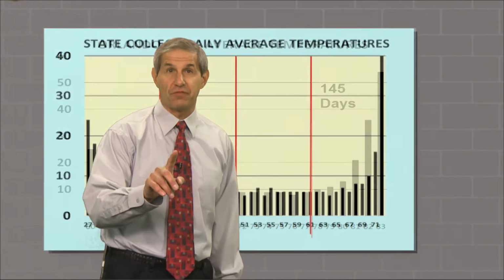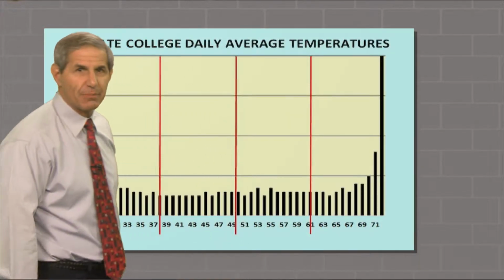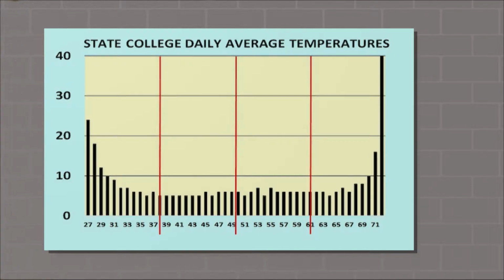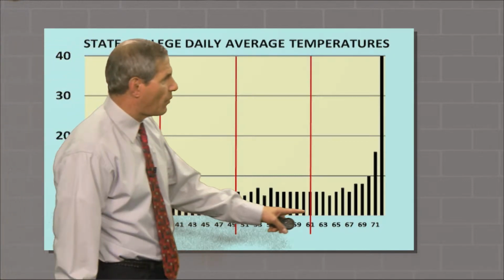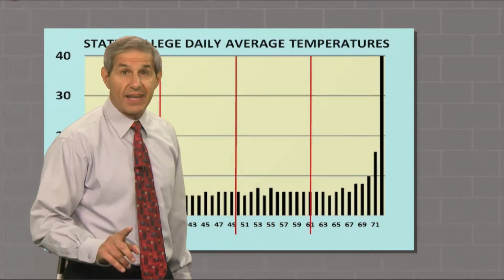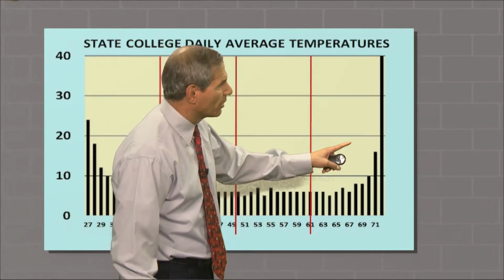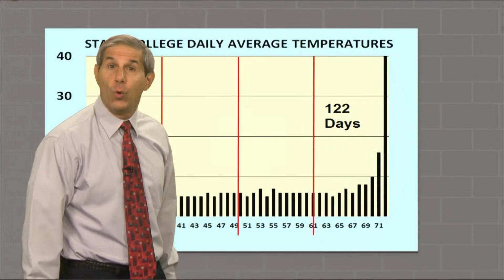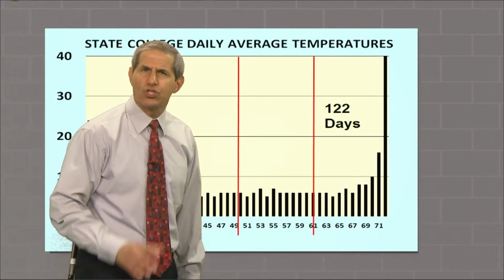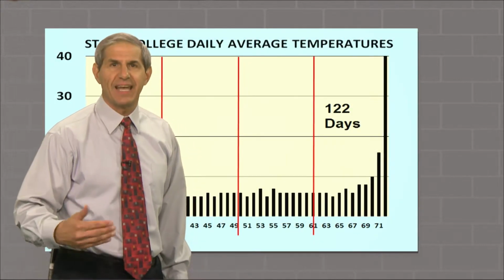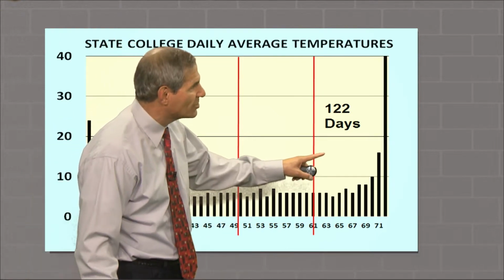Now here's that chart for State College. The shape is similar, but the range of numbers is bigger, from 27 all the way up to 72. And the number of days in that upper quartile is smaller than in Orlando, 122 to be exact. So here in the Commonwealth, we spend less time at the highest 25% of temperatures.